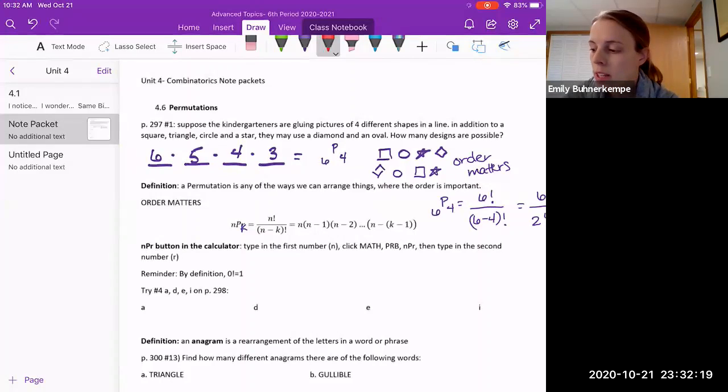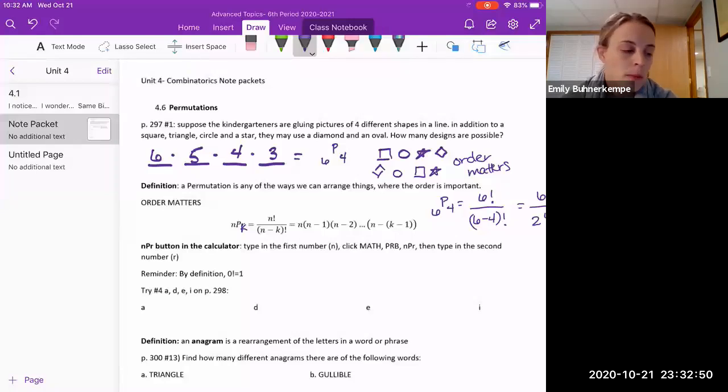In order to calculate permutations in your calculator, you'll first type in the n value. So in this example, you would type in the number 6, click on the math button, which is on the left-hand side right underneath your alpha. On the top, you would scroll over to PRB for probability, and that'll give you a menu listed. You're going to look for nPr. Select that option, and then you'll type in the second value that you have, which for us is number 4.